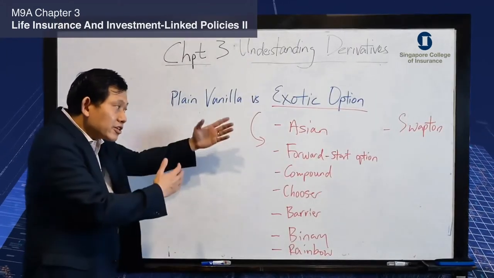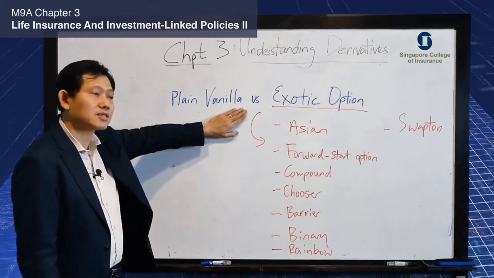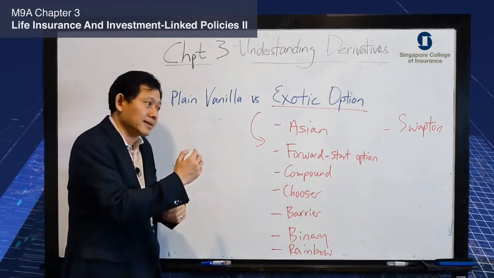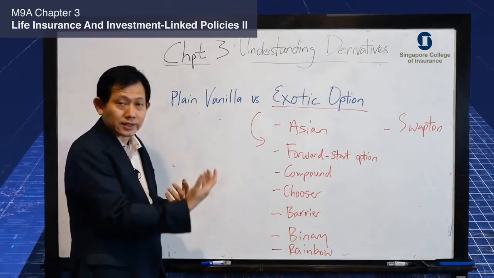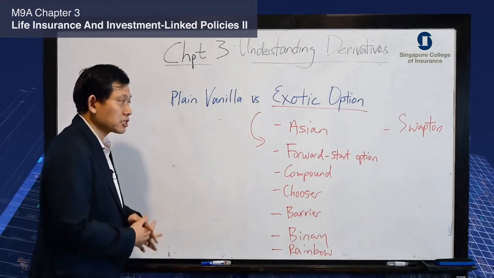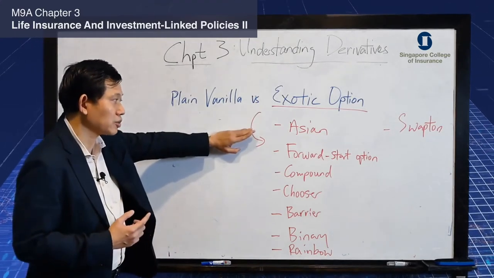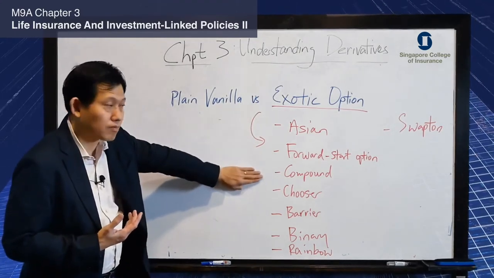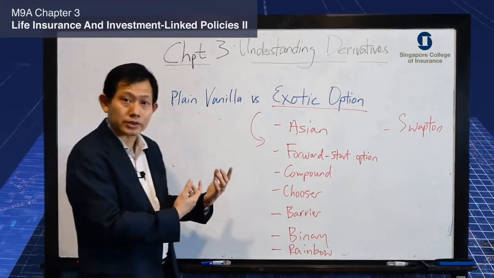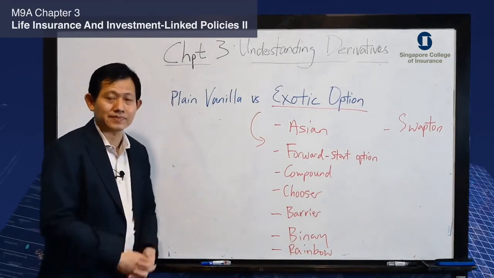Alright, just a very brief description of exotic options. Exotic options are option contracts that put certain conditions within the contract itself about when to exercise, when not to exercise, what the pricing is, and things like that. You can read the description from the book. By and large, you have the Asian option, exotic option, forward start, compound option, chooser option, barrier, binary, rainbow, and swap options. Do read through the book for the brief description of these various exotic options.